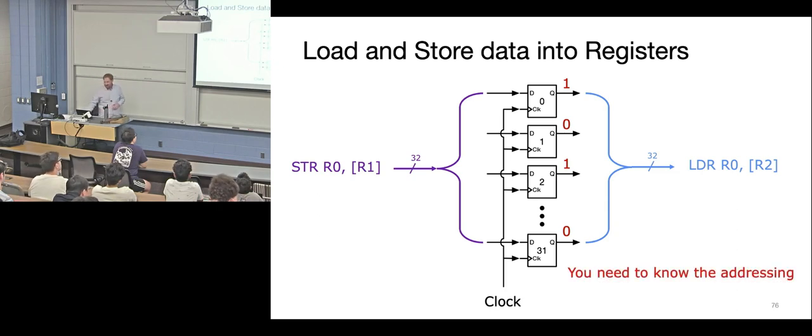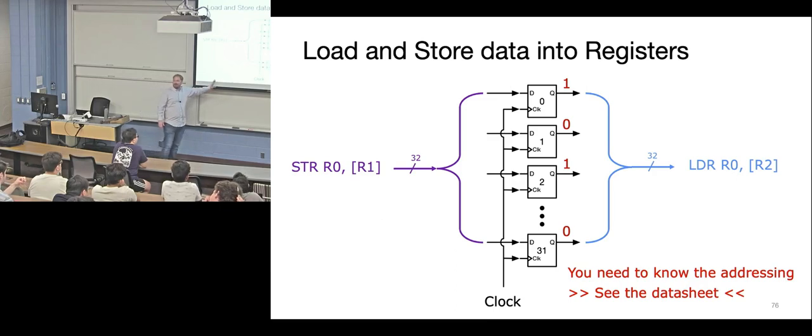Okay, you'll need to know the address of your GPIO pin. Where do you get that? Evil professor says, see the data sheet, okay? And in lab, they're going to tell you exactly what addresses you're supposed to be pushing data to. And then later on, you'll be looking it up on your own.